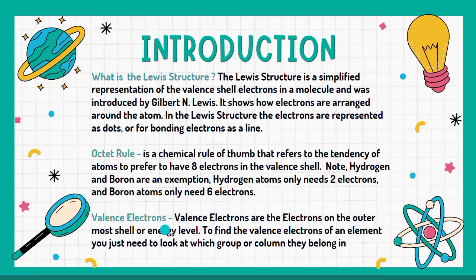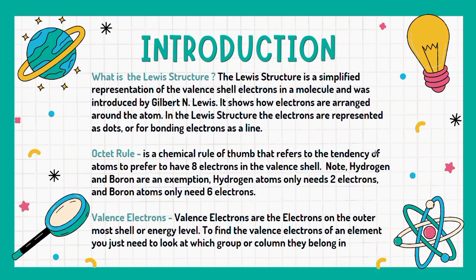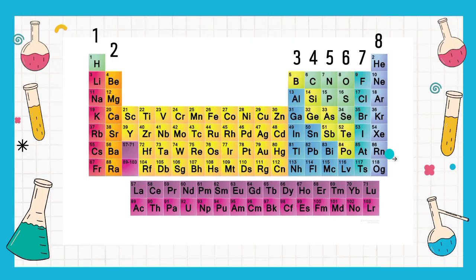Valence electrons. Valence electrons are electrons on the outermost shell or energy level. To find the valence electrons of an element, you just need to look at which group or column they belong in. For example, oxygen has 6 valence electrons because it is in column 6.